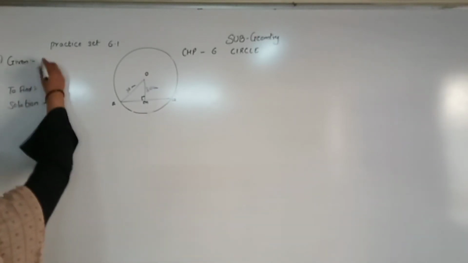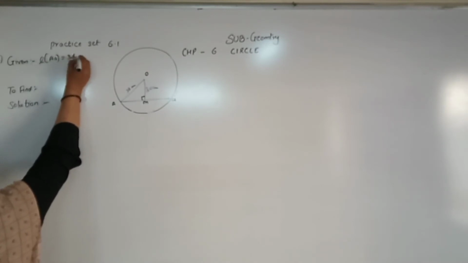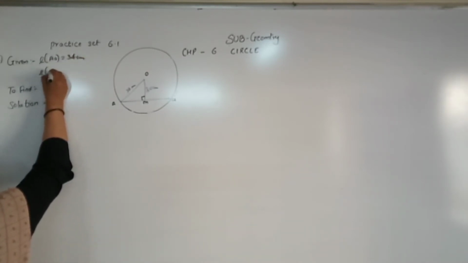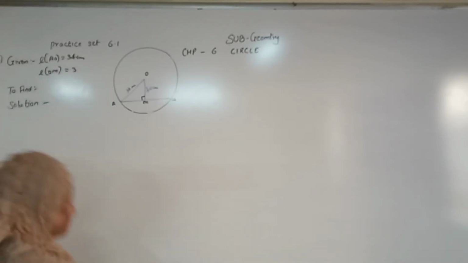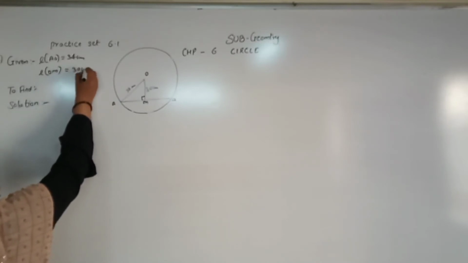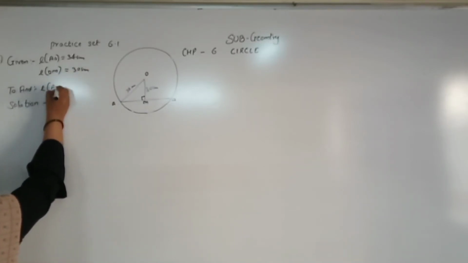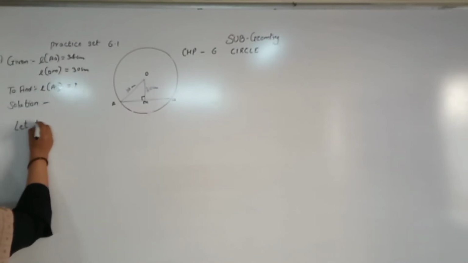Okay, what is given in the question? Length of AO is given, 34 centimeter. Length of OM is given, that is 30 centimeter. Okay, we have to find length of AB. Okay, now write the statement.